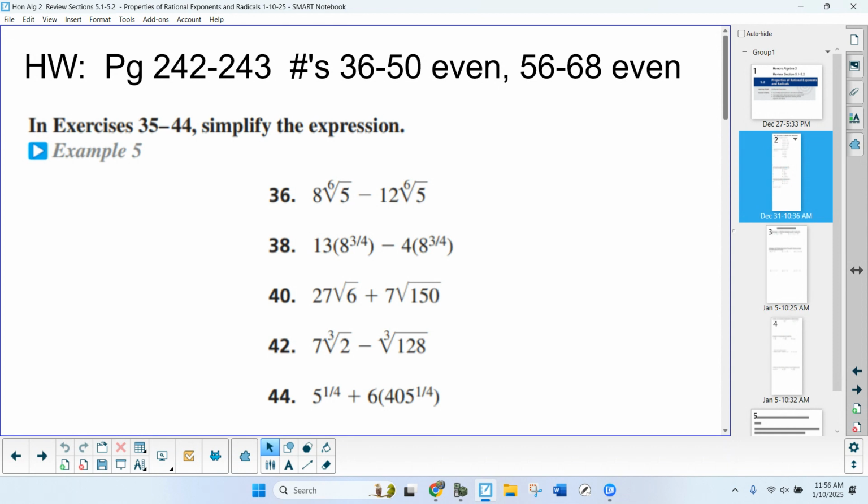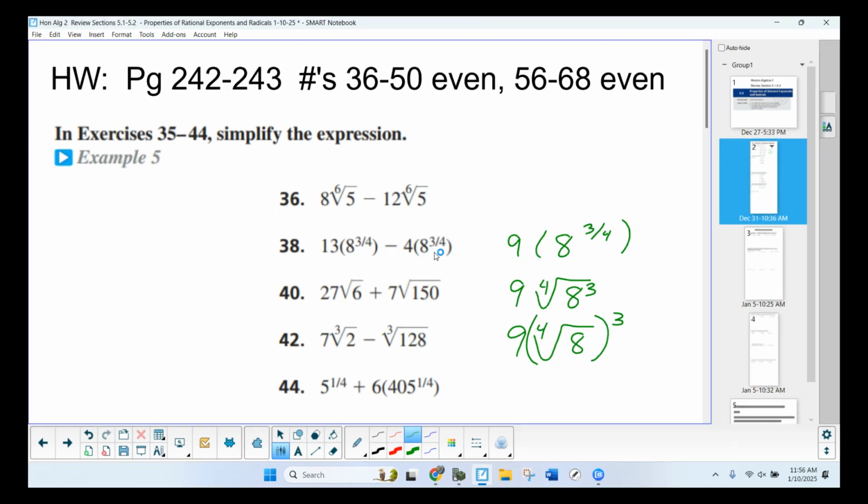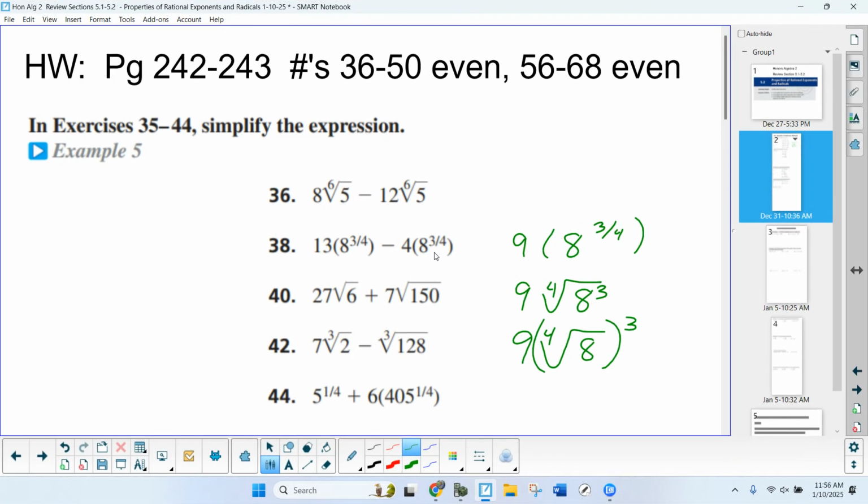Any of them hard? A couple people asked me about number 38. I have the answer written as 9 times 8 to the 3/4. They asked if they could have this as the answer. You could have it like that. You could have it, my board's being goofy, like that. So there's 3 ways you could write that answer. Questions there? All right. Any other questions through 44?